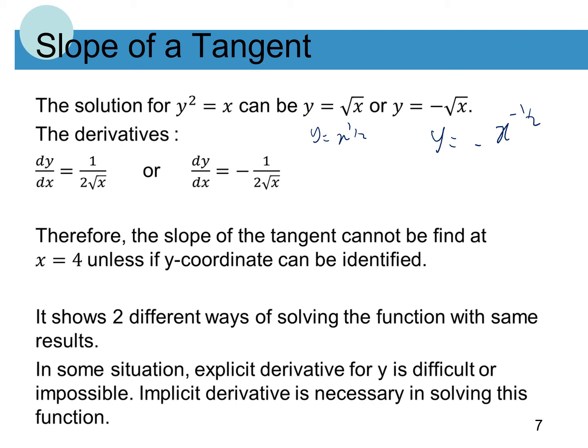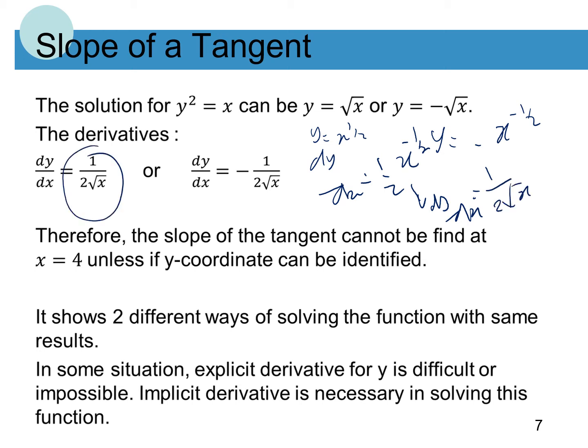Okay. Therefore, when we differentiate this, dy over dx, we find that it is equal to 1 over 2 x power negative 1 over 2. Therefore, we have dy over dx is equal to 1 over 2 square root x, as shown here.